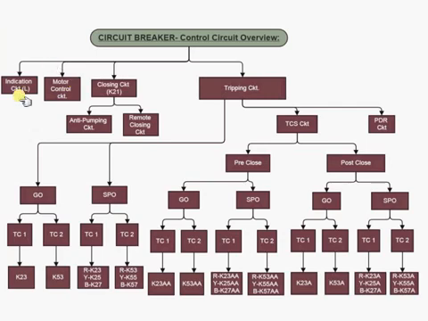Okay, and then there is the indication circuit. The indication circuit is used to show whether the breaker is on or the breaker is off. Then it shows if the spring is charged or the spring is discharged.